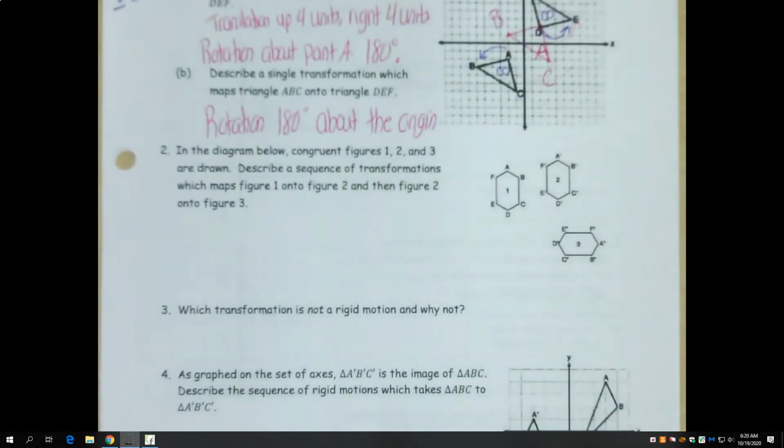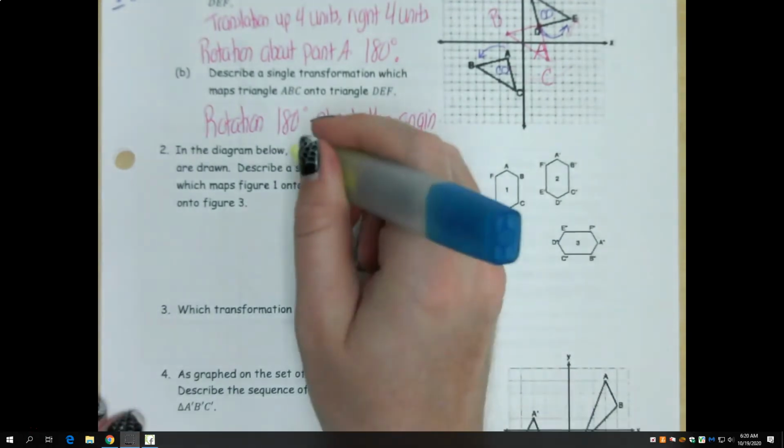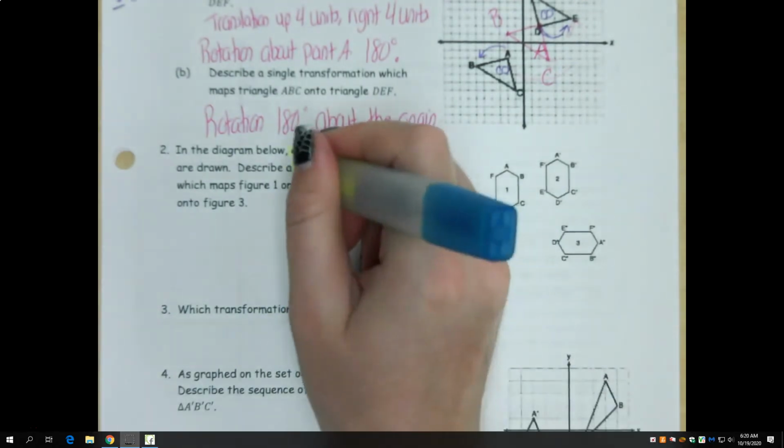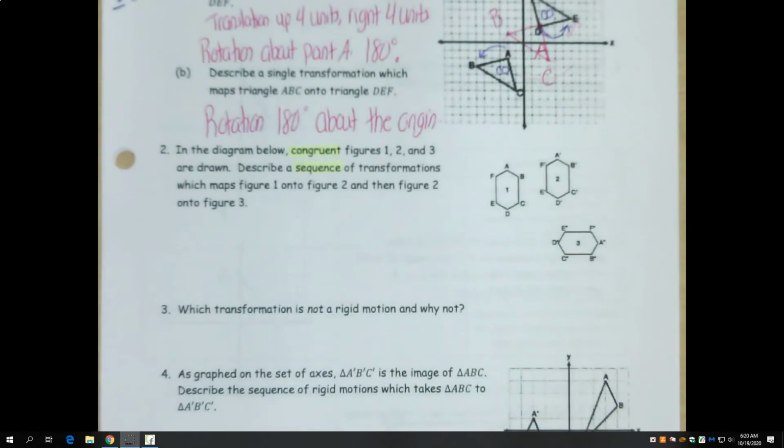It says, in the diagram below, congruent figures 1, 2, and 3 are drawn. Congruent means equal, so I'm just going to highlight that. Describe a sequence. Again, sequence means more than one. A sequence of transformations that's going to map figure 1 onto figure 2, and then onto figure 3. Okay, so here we go.